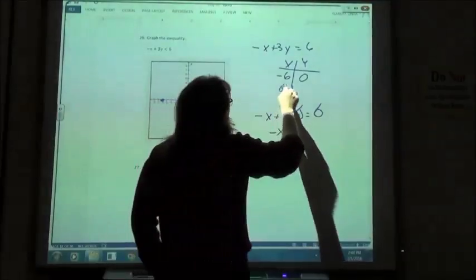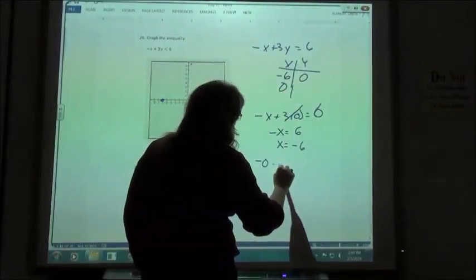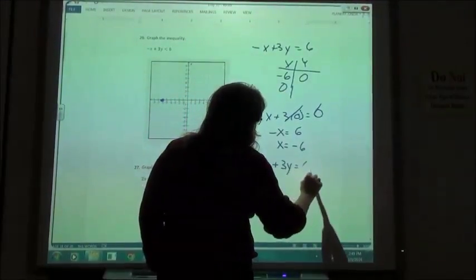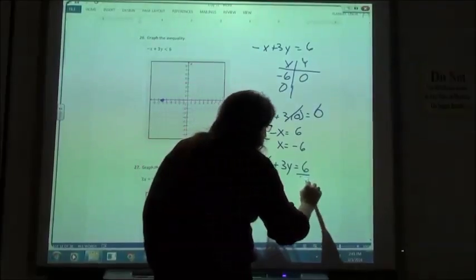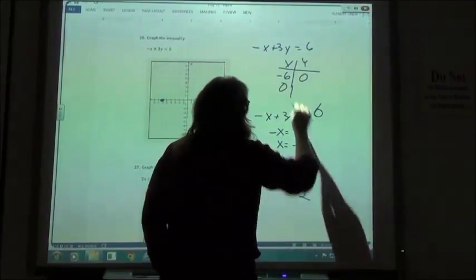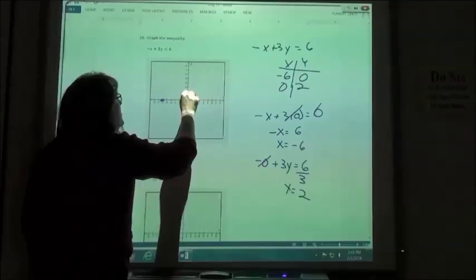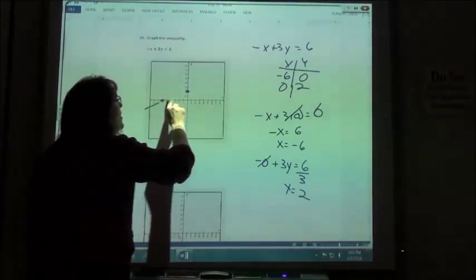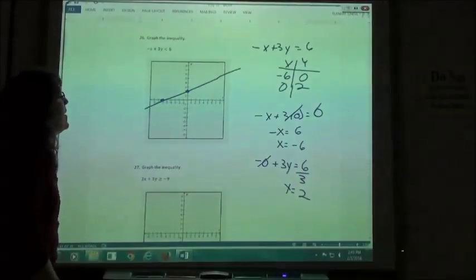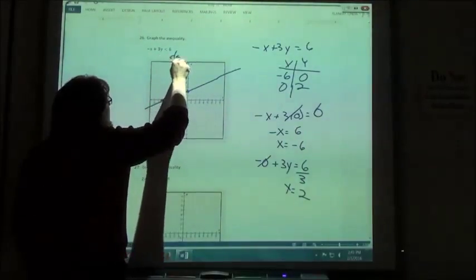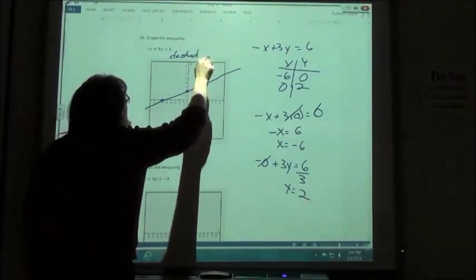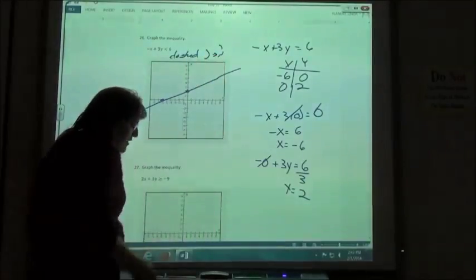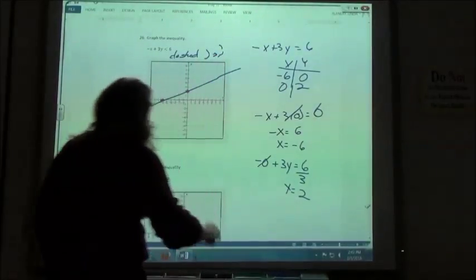Putting 0 in for x. Negative 0 plus 3y equals 6. That cancels out. I divide by 3. I get 2. 2 is my y-intercept. I've got my x-intercept and my y-intercept. I can draw my line. However, my line should have been dashed, so I have to change it to a dashed line after I draw it.